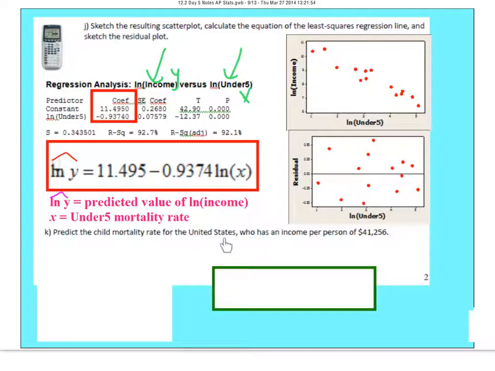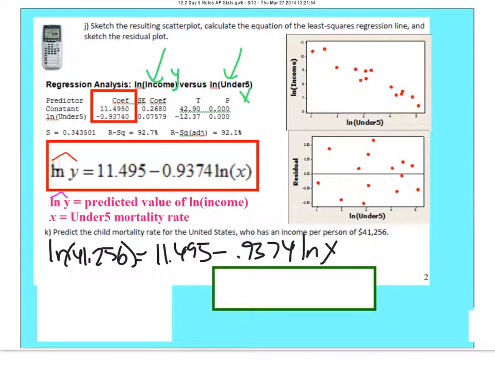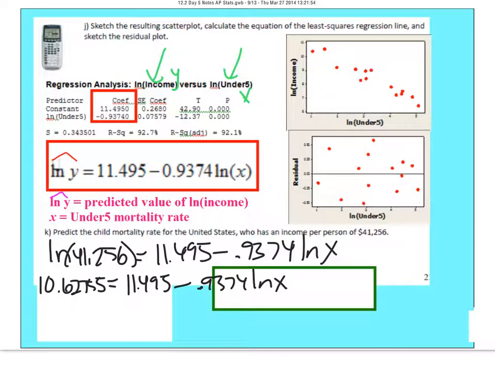Let's make a prediction now. Predict child mortality for someone with the income of $41,256. Well, that's going to give us an equation. It'll be the natural log of 41,256, and it's going to be equal to what we have above, minus our slope, and then I'm going to keep it as the natural log of x. To solve that, I'm just going to simplify my data. So I'm basically going to take the natural log of that value there. Now I'm going to subtract 11 from both sides, and then I'm ultimately going to divide by 0.9374. So again, subtract the 11, divide by this, and here's what I'll get.